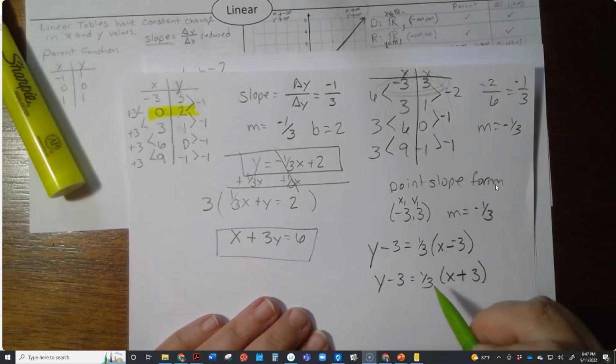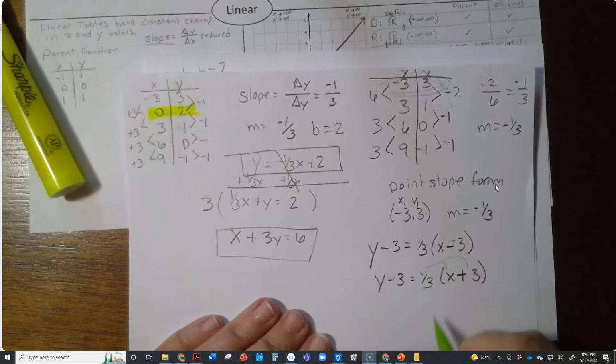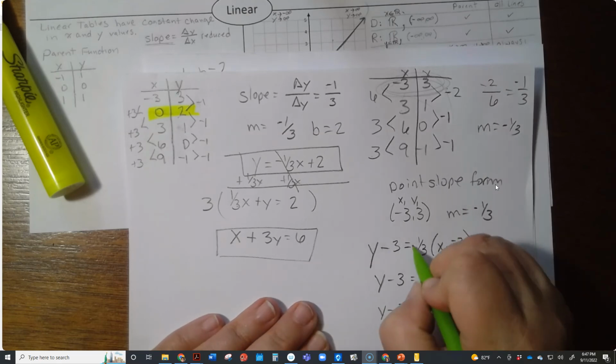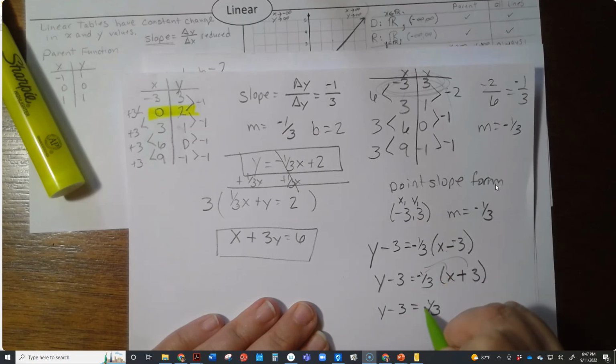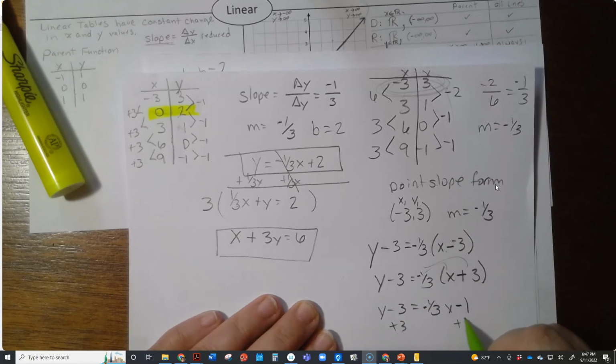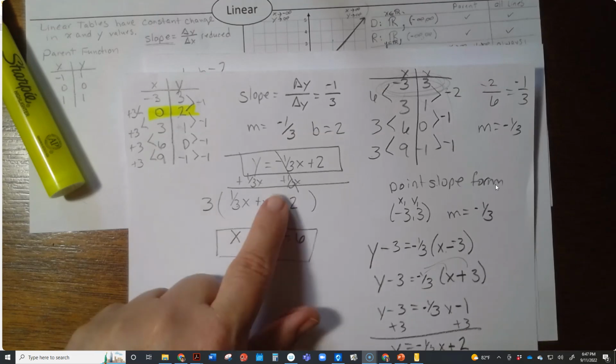And then, of course, if you wanted to distribute that, oh, I'm sorry, that should be a negative. I didn't plug in the negative. Negative 1/3 x, negative 1, and then add 3. You get y equals negative 1/3 x, negative 1 plus 3. What is that? Plus 2, which is exactly what we got up here.